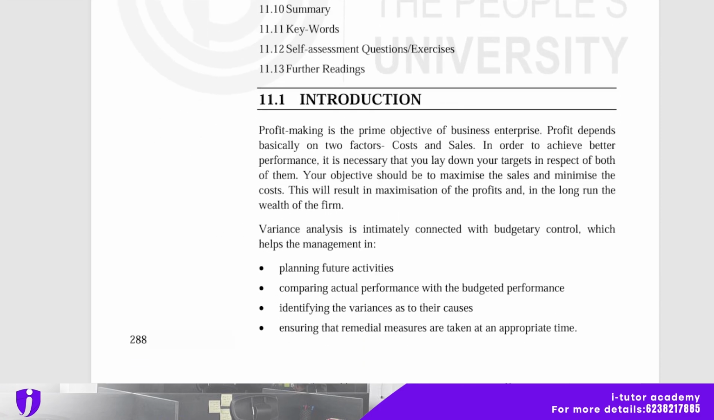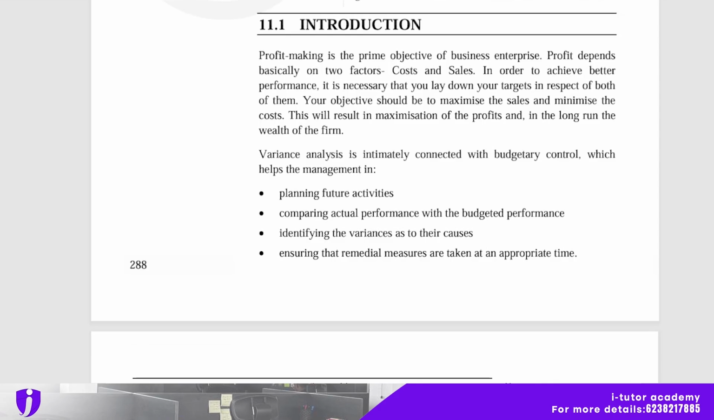Profit making is the primary objective of business enterprises. Profit depends basically on two factors, cost and sales. In order to achieve better performance, it is necessary that you lay down your target in respect of both of them. Your objective should be to maximize the sales and minimize the cost. This will result in maximization of the profit and, in the long run, the wealth of the firm.